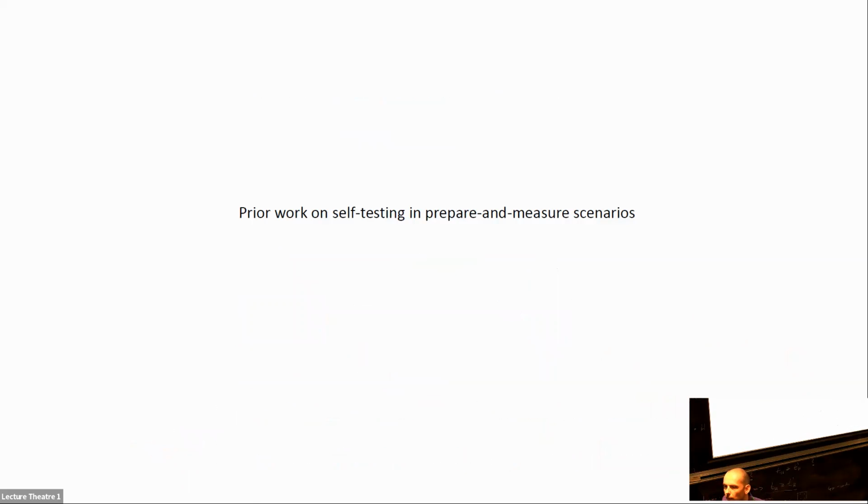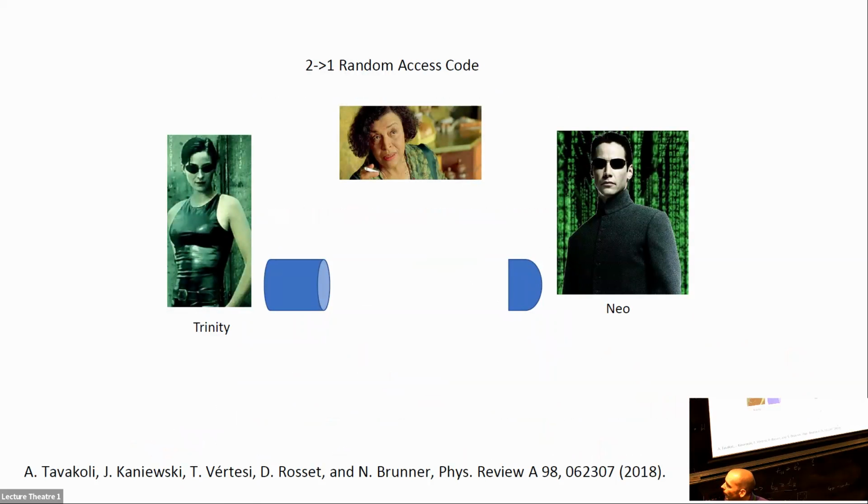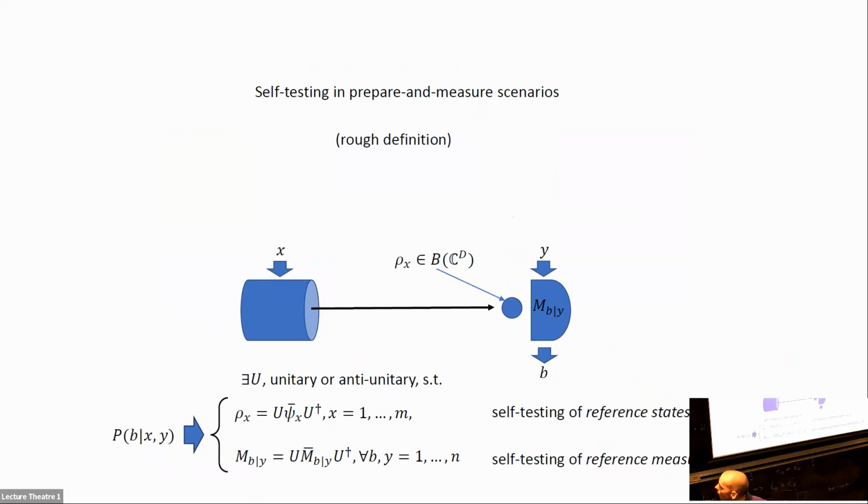Both at the same time? Yes. Self-test both? Well, it depends on the experiment. You may conduct an experiment that only self-tests a few of the states, or that only self-tests a few of the measurements, or both. You can do both. Yeah. Well, we will see it.